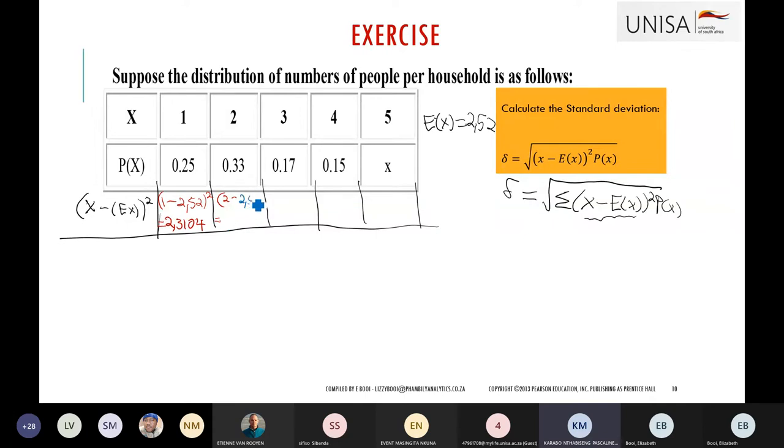2 minus 2.52, which then gives us 0.2704. Yes. Thank you, Ian, for that. Then the next one: 3 minus 2.52 squared. And what is the answer? 0.2304. Yes. Okay. Then we move to the next one.